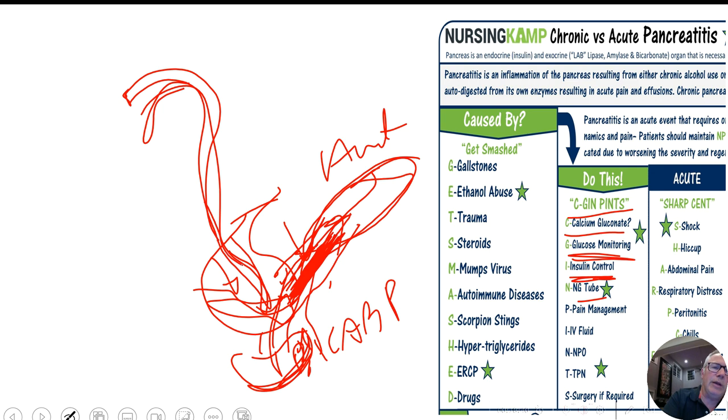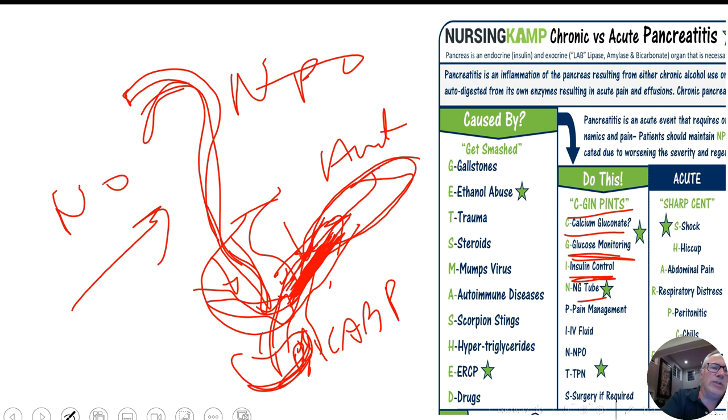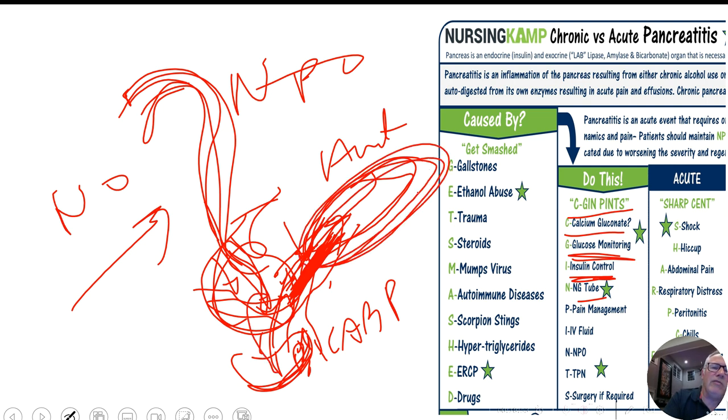So we put an NG tube in, nothing by mouth. And we say that nothing, I mean absolutely nothing. No water, no sipping, no ice chips, nothing. Because that will stimulate gastric emptying, which will then cause more inflammation of that pancreas. Pain management is key for these patients.